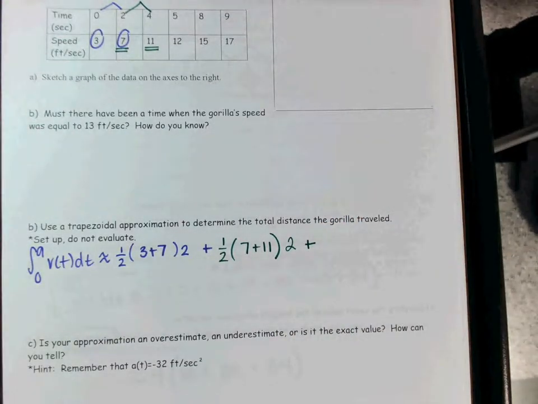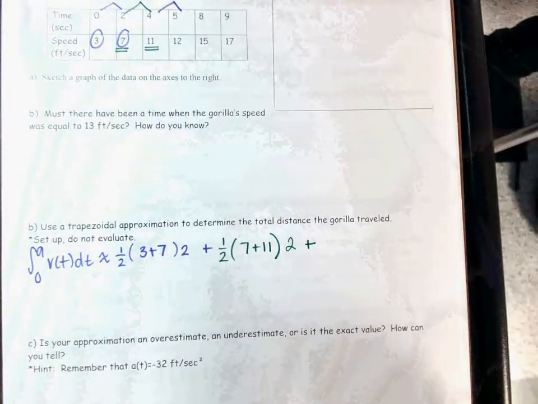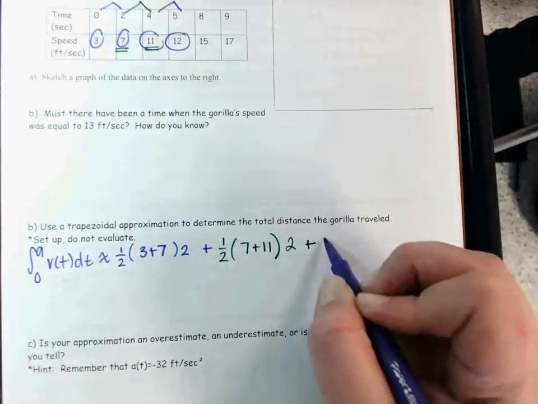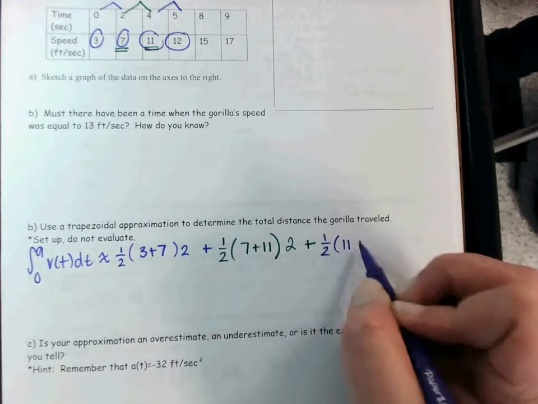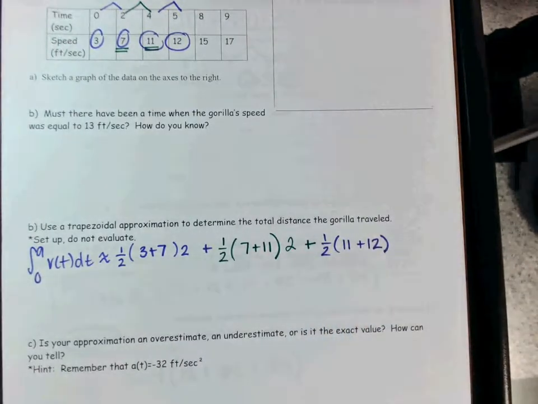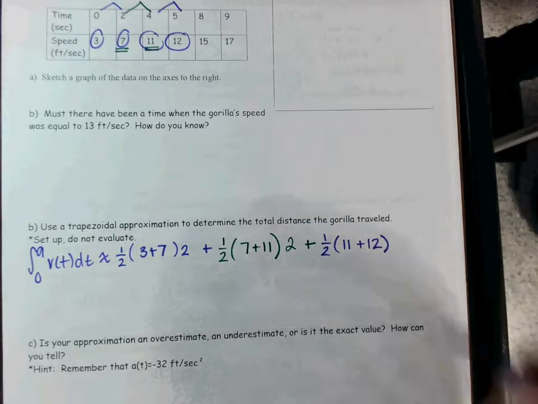Next one. Now we're going from 4 to 5. What are my y values? 11 and 12 are my y values. Don't forget your 1/2. And then what is your delta x from 4 to 5? 1.